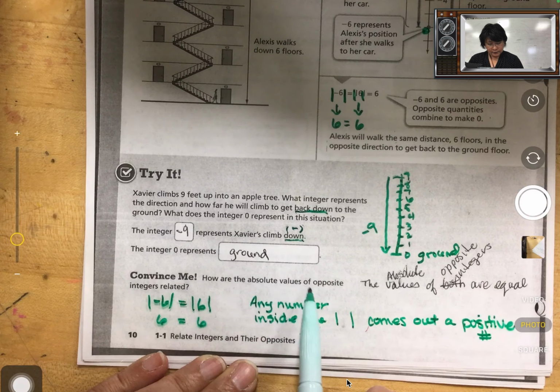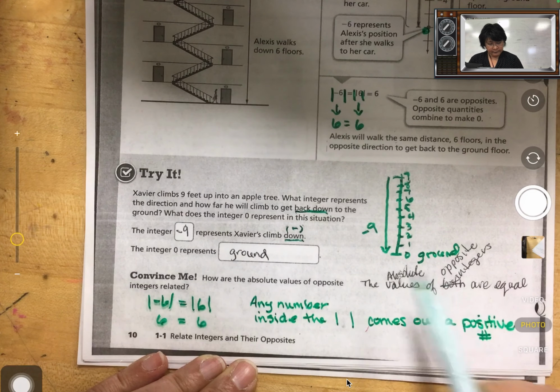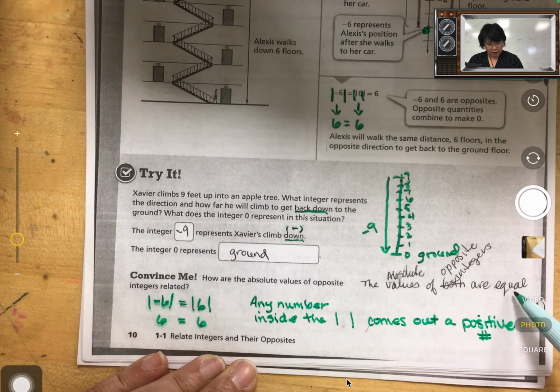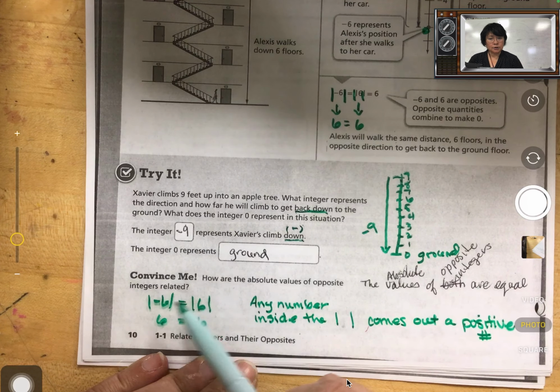So how are absolute values of opposite integers related? Again, any number inside the absolute value brackets comes out a positive number. So the absolute values of opposite integers are equal. There you go, they are equal, and we tested that by utilizing this as an example. All right.